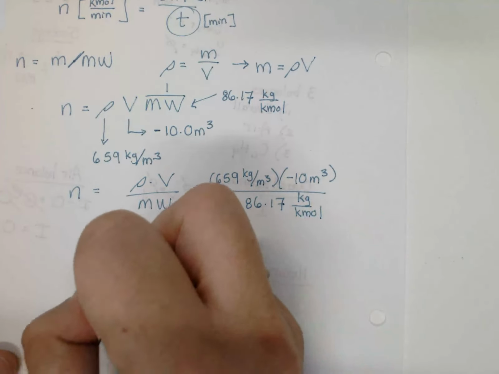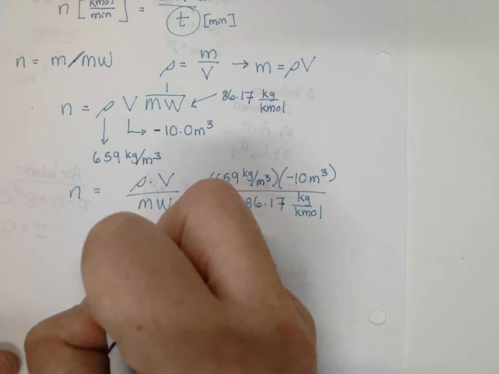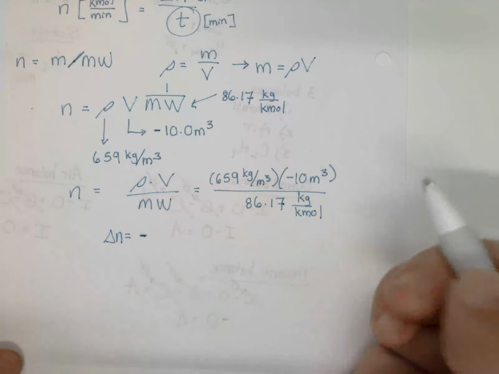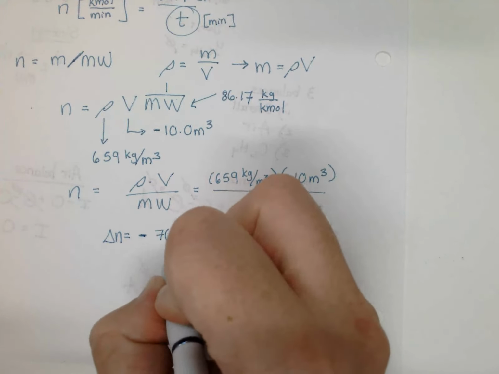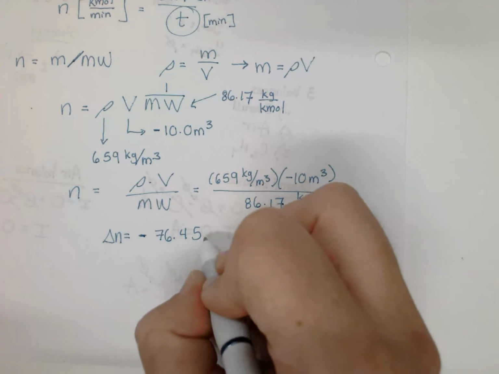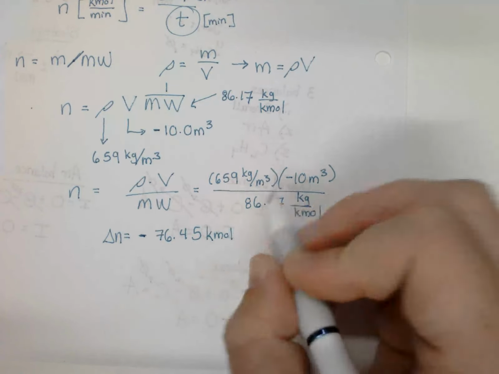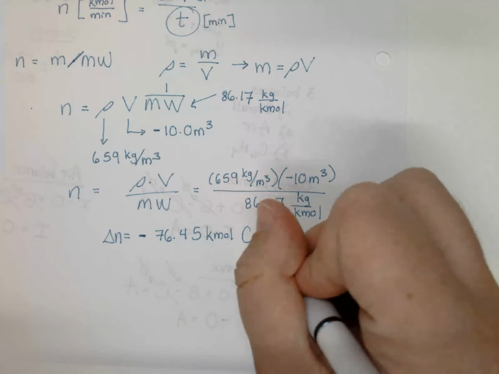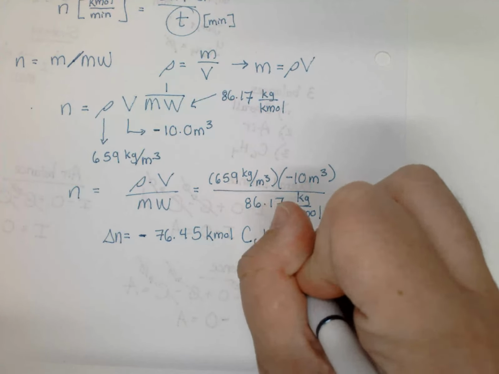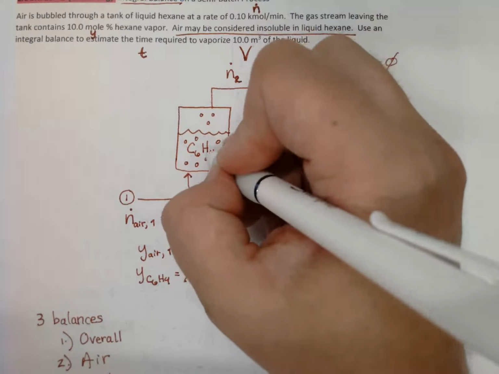And so what we find is that in this system, our change in moles is negative because we've lost volume, and that is actually 76.45 kilomoles. And that's kilomoles of hexane in the system. I'm sorry, I keep writing C6H4. It should be C6H14. That makes a whole lot more sense, doesn't it? Let's fix that. There we go.